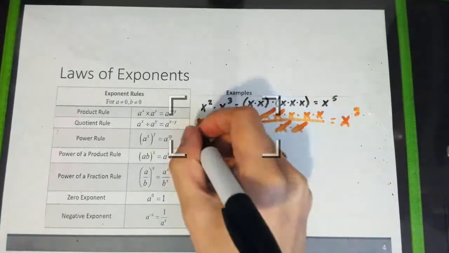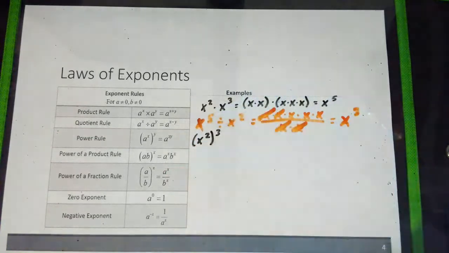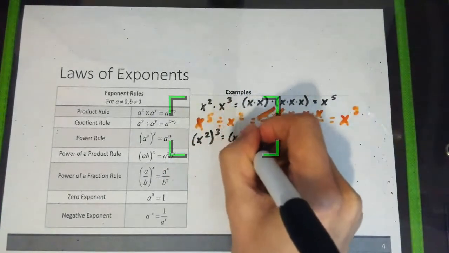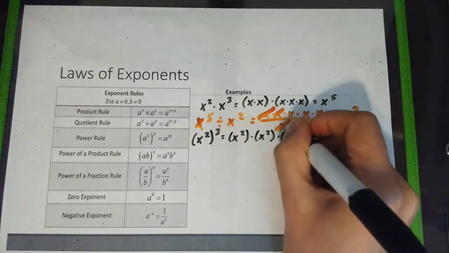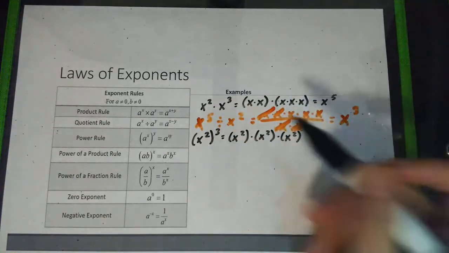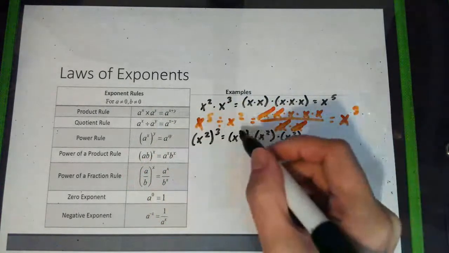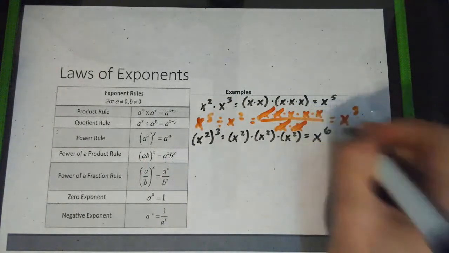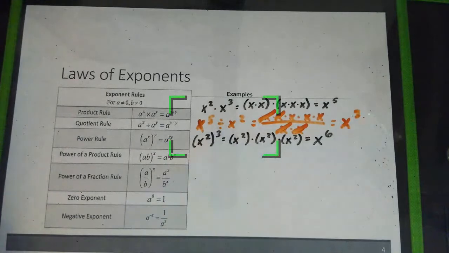So I want you to consider if we had, say, x squared in parentheses cubed, well, that would mean x squared times x squared times x squared. And if I use the product rule that we had before where we just add our exponents, 2 plus 2 plus 2, that gives us 6 factors of x. So this is x to the 6th power. So you can see if we have a power raised to a power, we're going to multiply those.